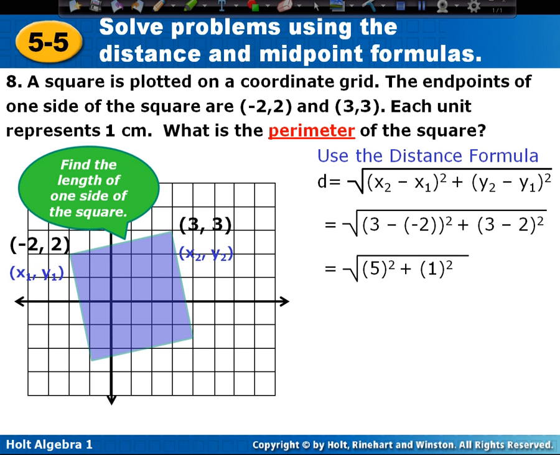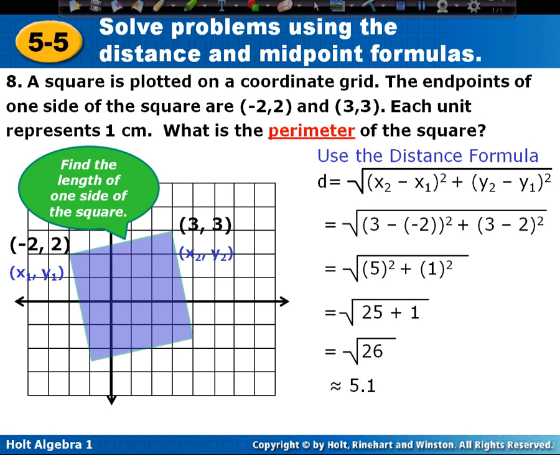Then I'm going to square both of those numbers. 5 squared is 25 and 1 squared is 1. Then order of operations tells me to add. So I'm going to say the square root of 26. And again, then I'm going to use my calculator, and we're going to say that that's approximately 5.1.